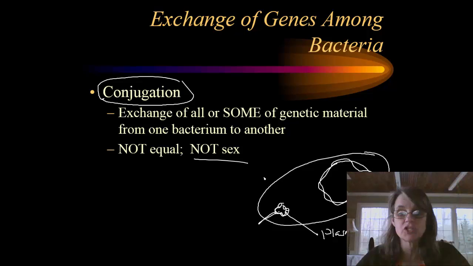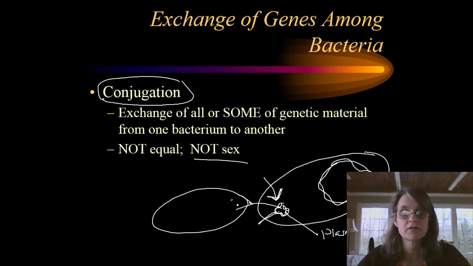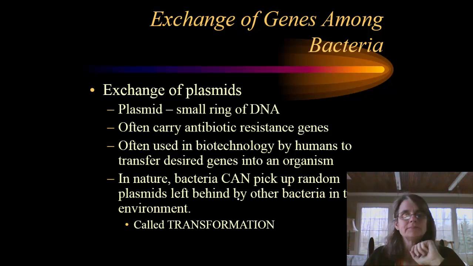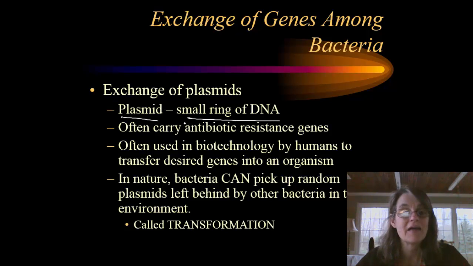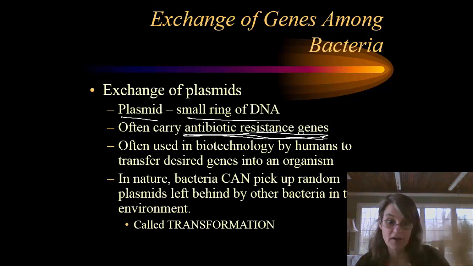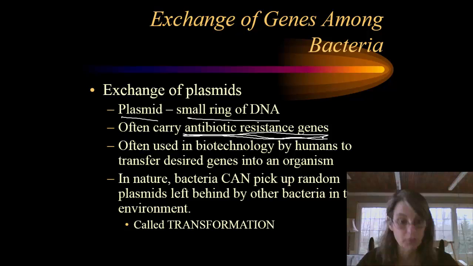If there's a gene for being resistant to an antibiotic on that plasmid and another bacteria picks it up because of conjugation, okay, this goes to that one, then that's a huge, big improvement for that bacterium and all of its offspring. Here's all the background on plasmids that I've already told you about. A plasmid is a small ring of DNA, and very often they do carry genes for antibiotic resistance, genes that work against those drugs found in the environment or given to you by your doctor that will kill bacteria.